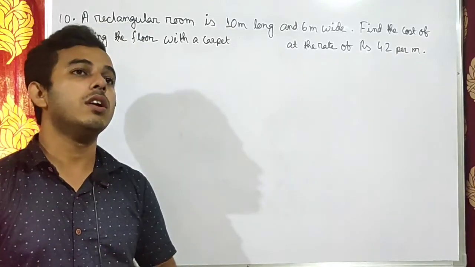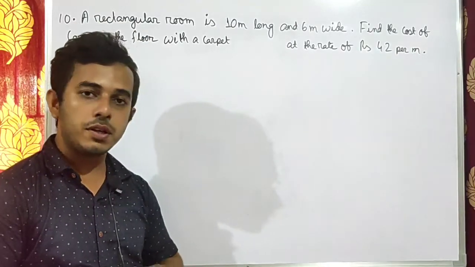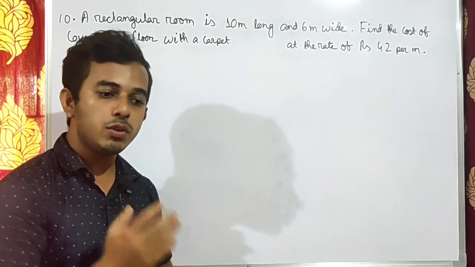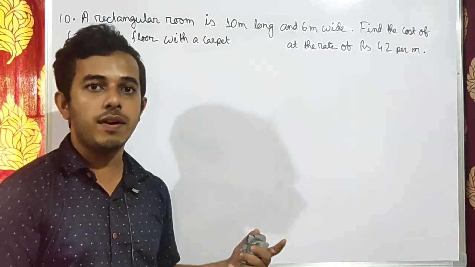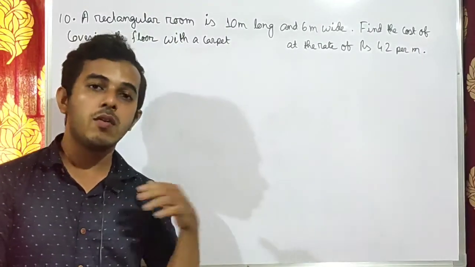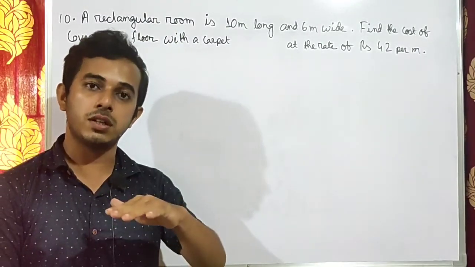Clear? Okay, so for finding the total cost of carpeting the floor, we have to know what is the area of the floor, isn't it? If we know the area of the floor, then we can easily find out its total cost. Okay, because here the cost of 1 meter is given. For example, area of the floor is 10 meters.